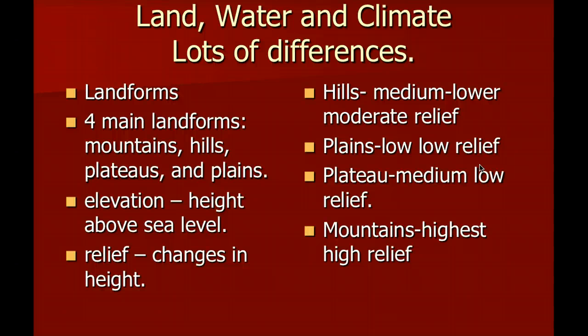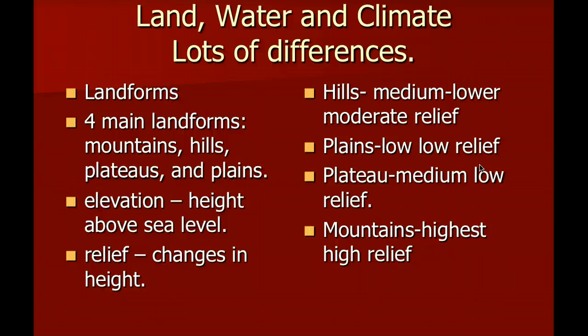4 main landforms are mountains, hills, plateaus, and plains. Elevation is height above sea level. Relief is the changes in height, and that just kind of depends. Those have an impact as to where people can live. Hills, medium to lower, moderate relief. Plains, low height and low relief.